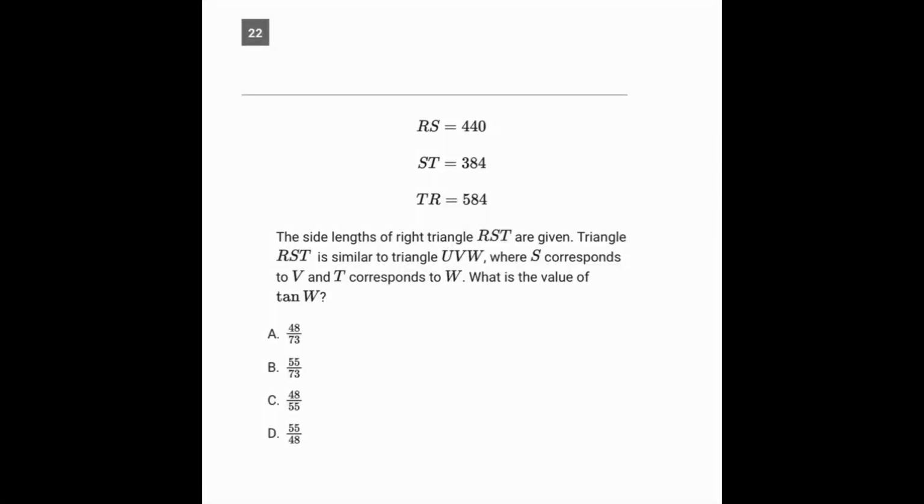So now going to question number 22. Here we know we're dealing with right triangles because it says it right there. And for triangle RST, deciding which one is the hypotenuse has to do with figuring out which one is the biggest number. Because for a right triangle, the hypotenuse will always be the biggest one.